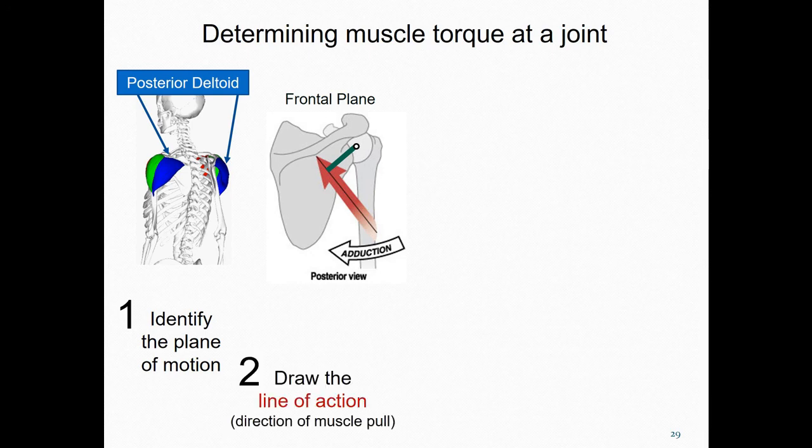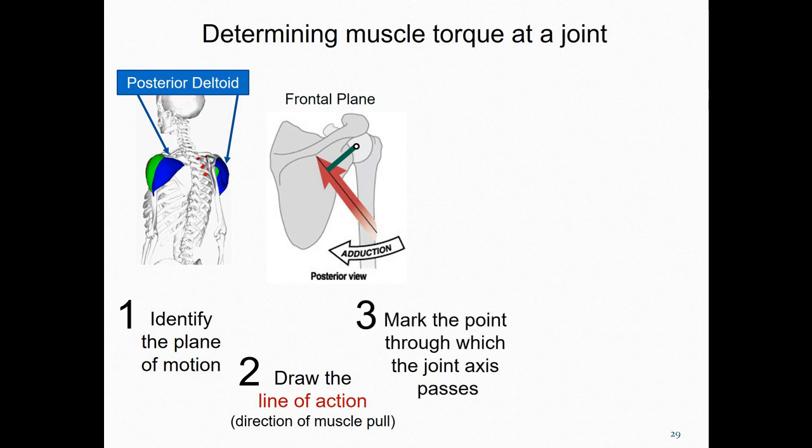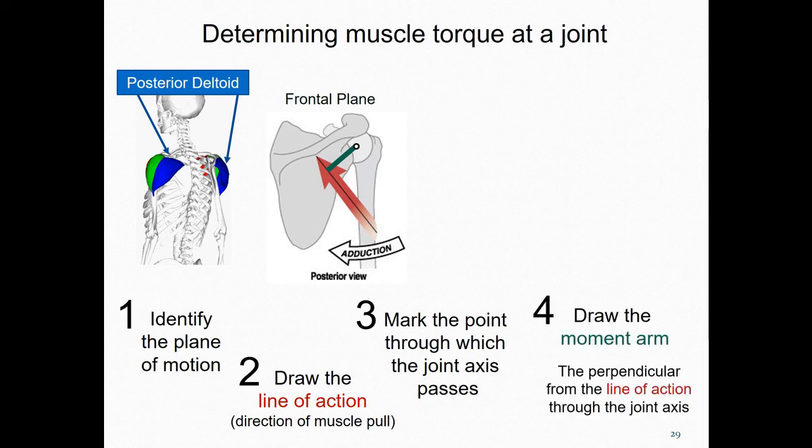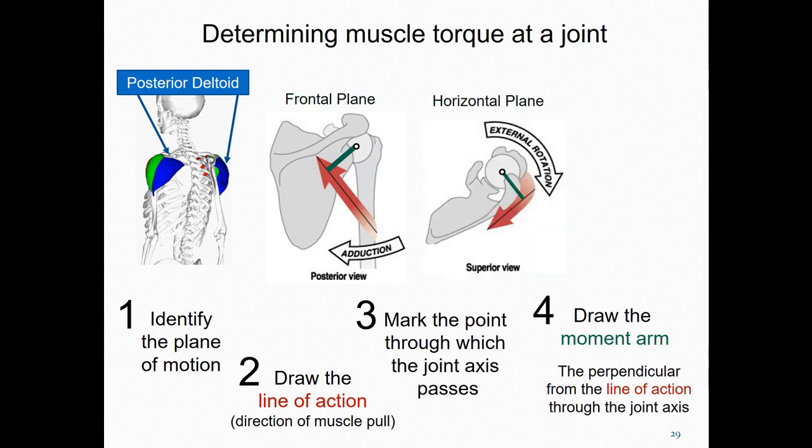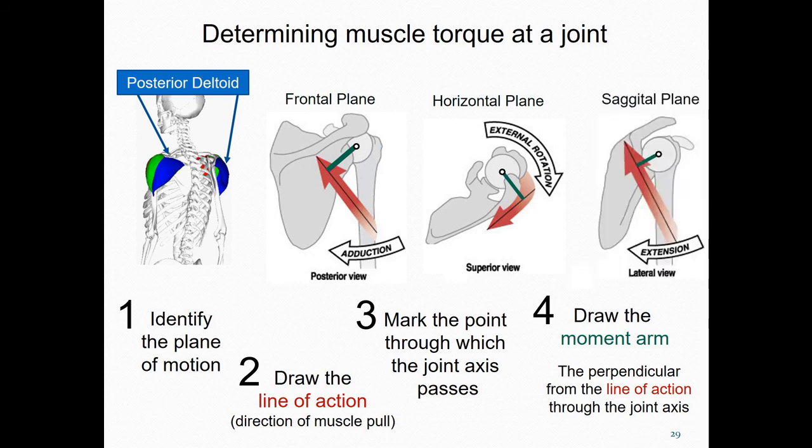Next, we draw the line of action, and by that I mean the direction that the muscle is pulling in. We can see the line of action depicted with the red arrow. Next, we want to mark the point through which the joint axis passes. This is a point within the humeral head. Lastly, we want to draw the moment arm. This is the green line, the line that is defined by being perpendicular to the line of action and passing through the joint axes. We can go through these same steps to analyze torques acting in the horizontal and sagittal planes.